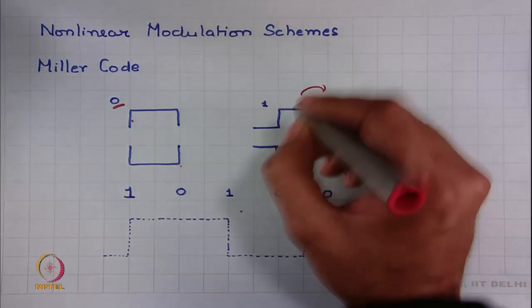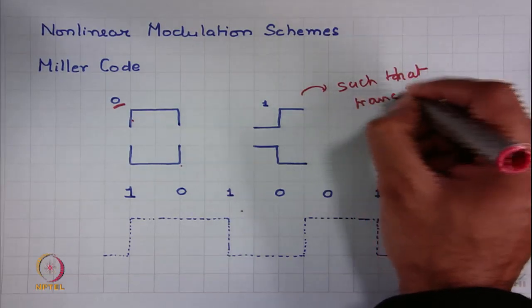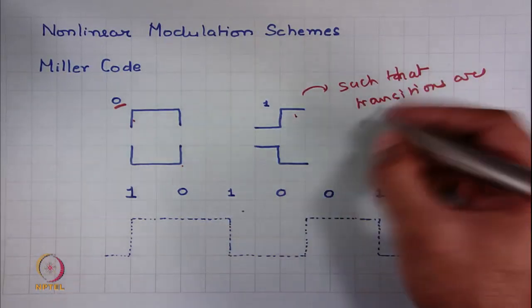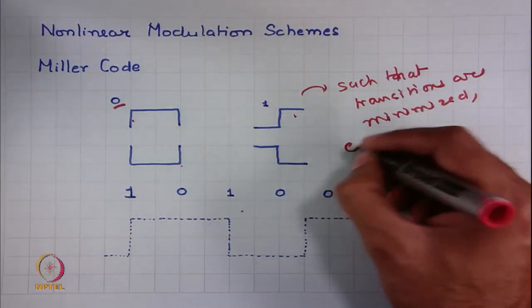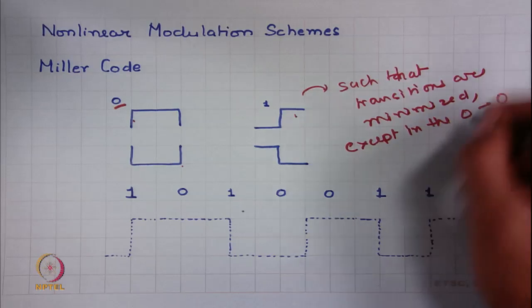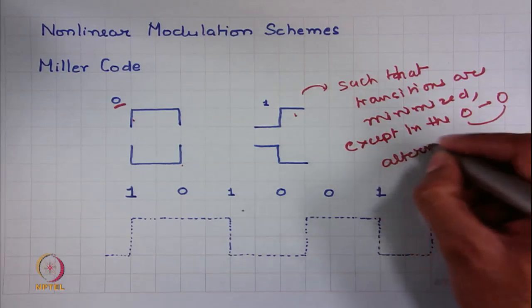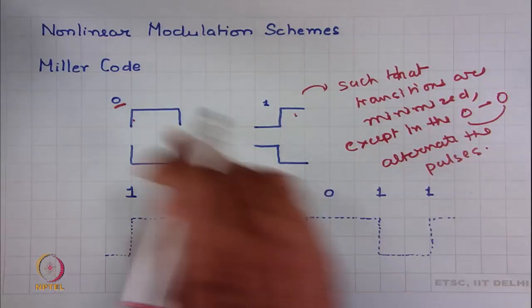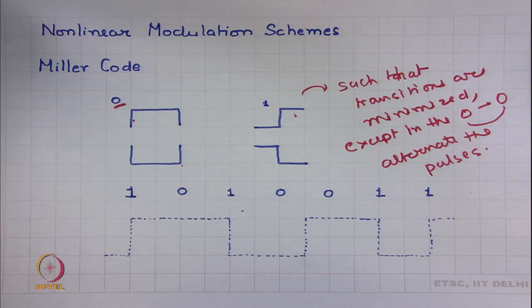The pulse shapes are chosen such that transitions are minimized. So, whether to choose this or this depends upon what minimizes the transitions, except in the case of 0 followed by 0, where you alternate the pulse shapes. So, if you have chosen this, for the next 0 you need to choose this if they are coming consecutively. So, let us see with an example.